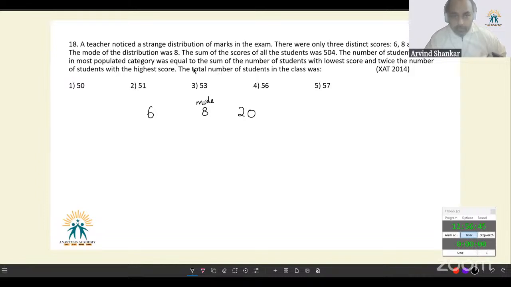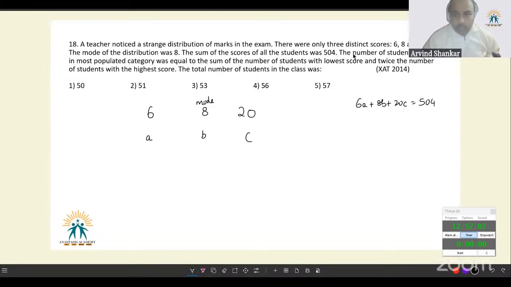The sum of scores of all the students is 504. Let there be A students here, B students here, and C students here. We've been told 6A plus 8B plus 20C is 504.